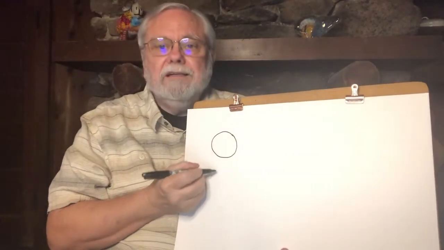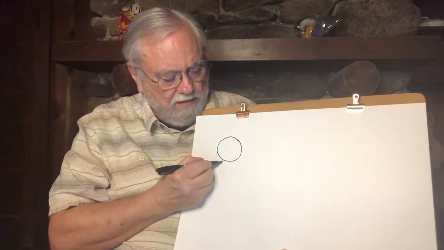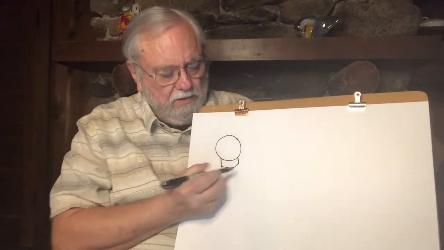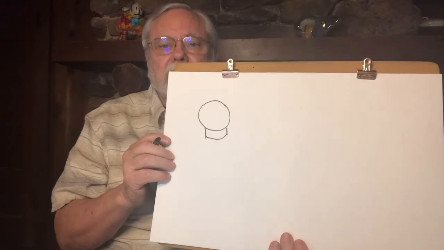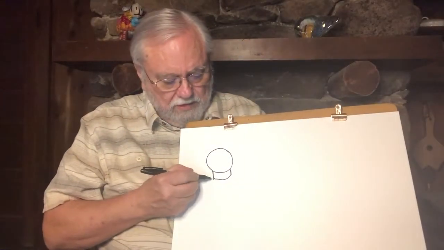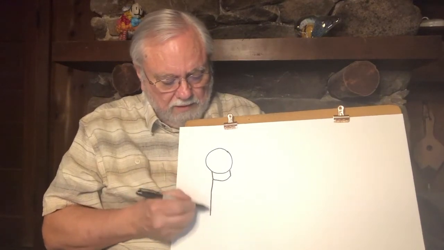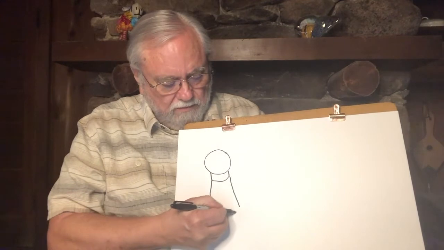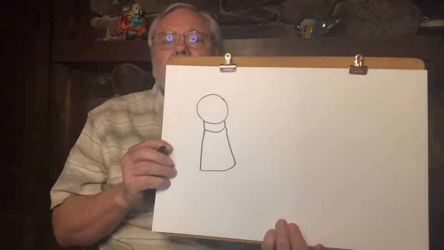I'm going to come in a little bit from my circle on this side, come in a little bit on this side, and then add a curve. So there's kind of the collar or the neck of the gum machine. Then we're going to come out to the side. So I'm going to flare out just a little bit. So I'm not going to quite go straight down, and then make a curve down here at the bottom.